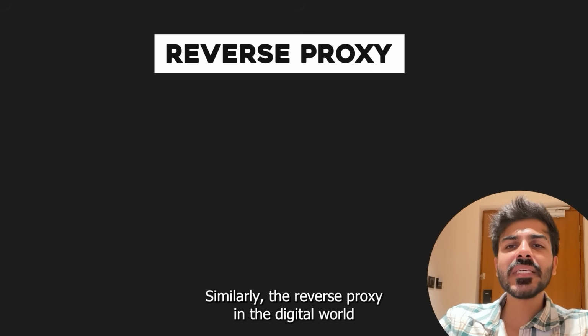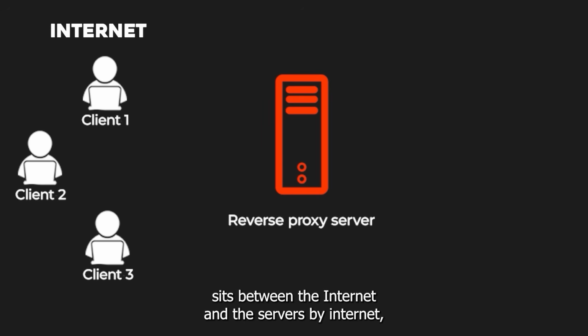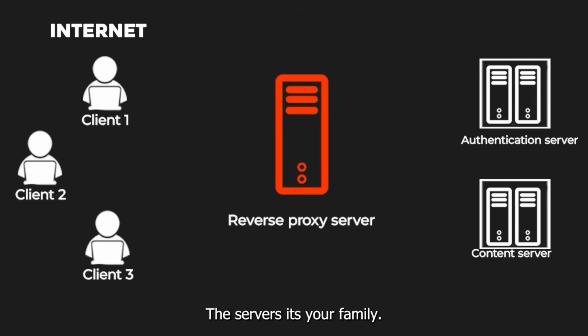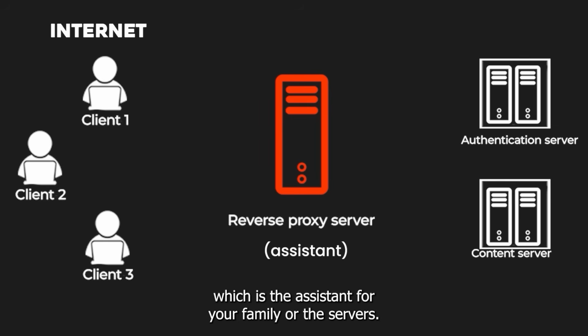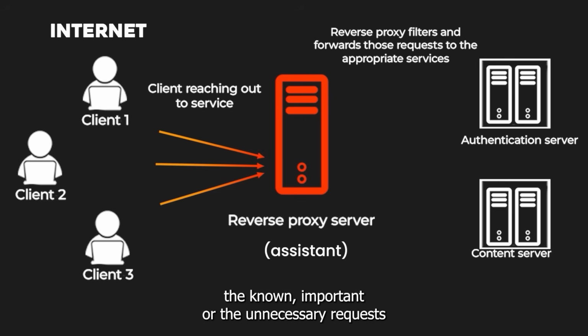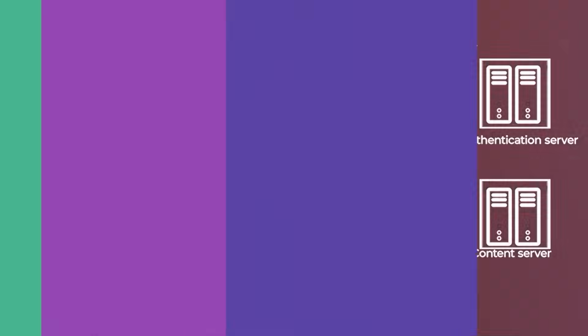Similarly, the reverse proxy in the digital world sits between the internet and the servers. By the internet, you can imagine the outside world. By servers, it's your family. And here is the reverse proxy, which is the assistant for your family, or the servers. So how does it work? Whenever there is a request from the internet, the reverse proxy would first receive it. It would filter the non-important or unnecessary requests. Ultimately, it would forward the important requests to the appropriate service.